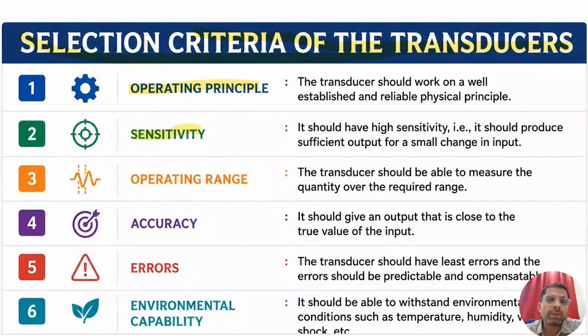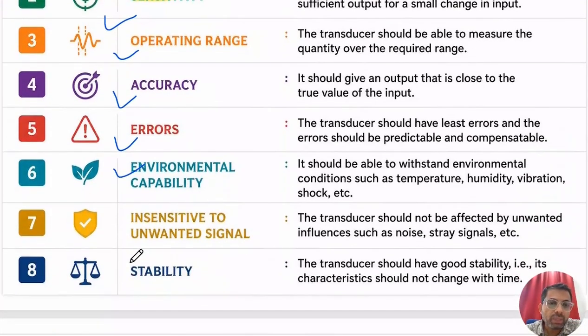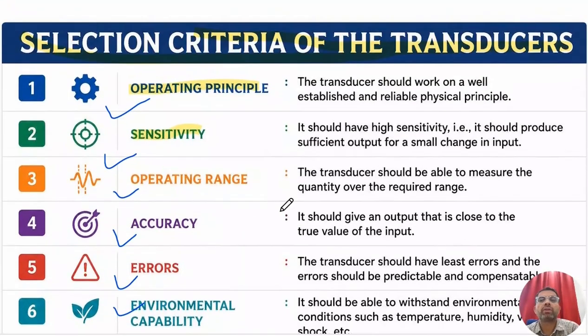So the first parameter is the operating principle. Okay. So what is the operating principle of that? Sensitivity, operating range, accuracy, errors, environmental compatibility, then insensitive to unwanted signal and the stability. So these are the 8 parameters you need to consider when you are selecting the transducer, and we will see one by one what is the meaning of every parameter.